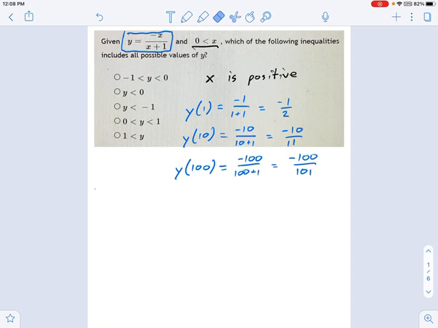So the range for these values is going to be everything between 0, which is kind of on this end, and negative 1, which is kind of on the other end. So that's this guy right here.